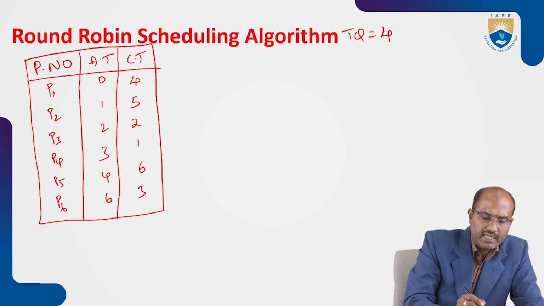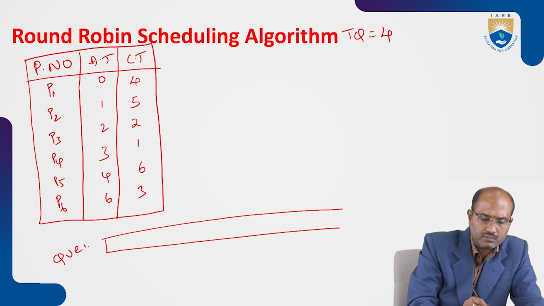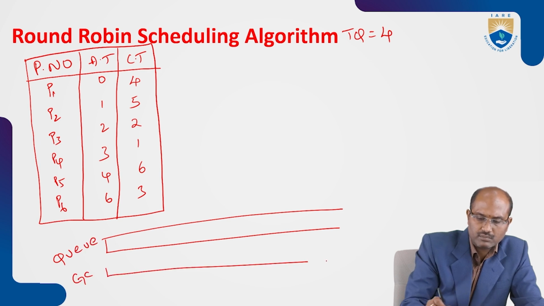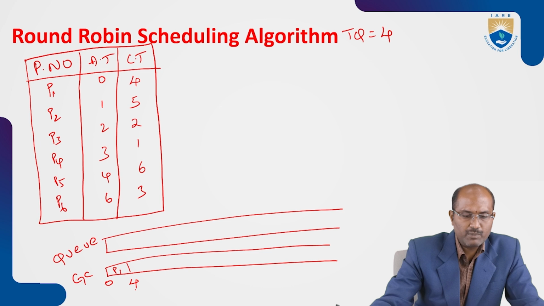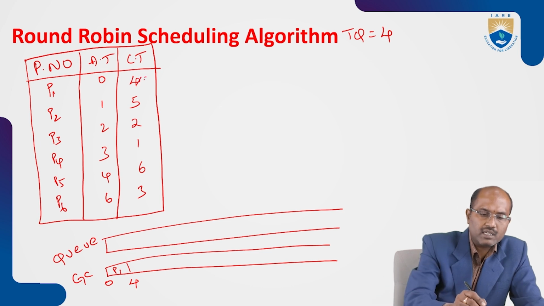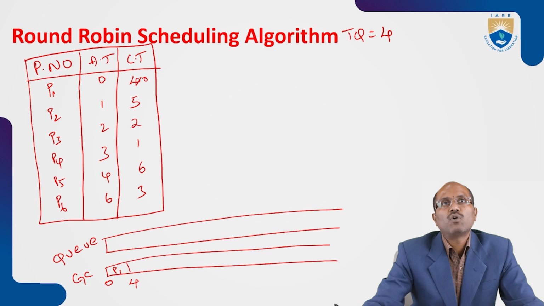Let me take a data structure Q, a queue, and the Gantt chart. At the 0th arrival time, process P1 enters into the queue and into the Gantt chart, and its executing time quantum is 4 units of time. P1 executes for time quantum 4.